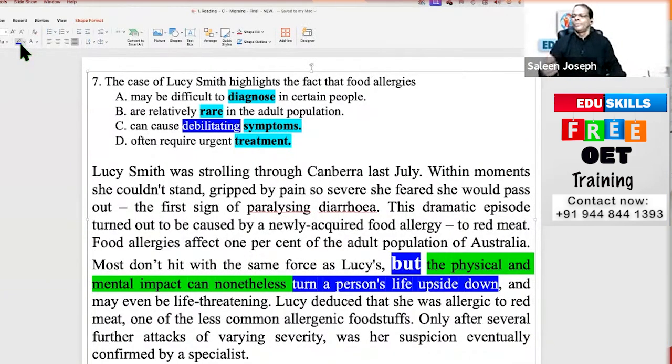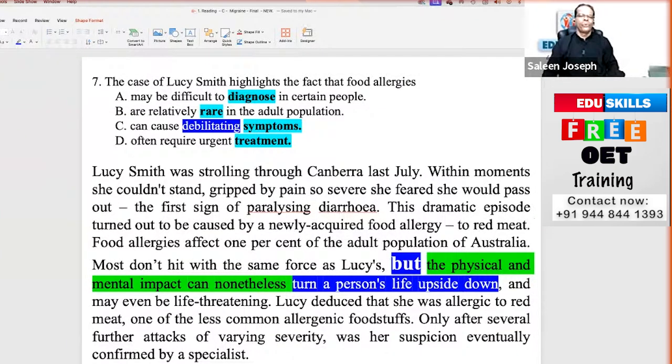Still, I'm telling you, if you don't find that, this clue can be used. The clue is this: you usually have the answer after the contrast word. So the synonymous expression given for debilitating is turn a person's life upside down. Means if you put you upside down, head on floor, legs up, will you be able to do your nursing duty? No, Father. So debilitating, disabling. Okay, disabling symptoms. That's cool.